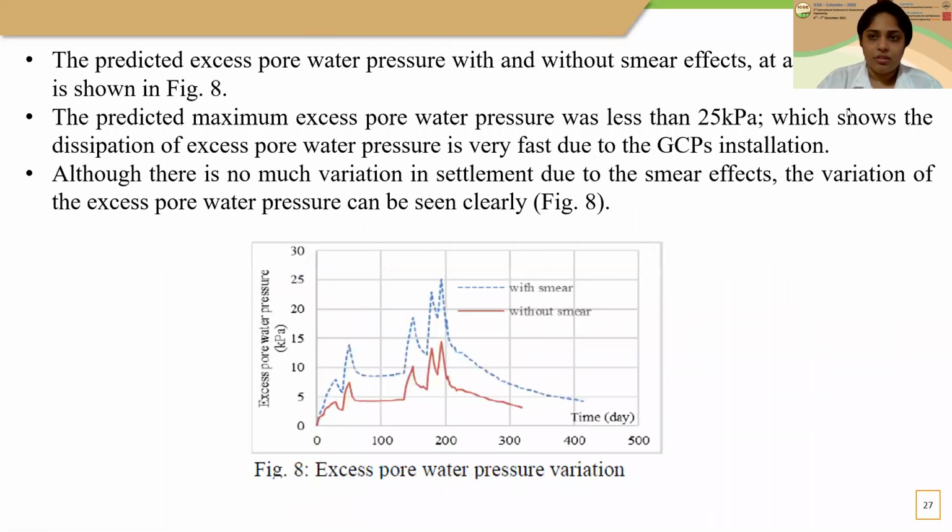And when moving to the excess pore water pressure variation with and without smear at a depth of 6 meters, you can see it in figure number 8. The predicted maximum excess pore water pressure was less than 25 kilopascals, which shows the dissipation of excess pore water pressure is very fast due to the GCP installation. And also the important fact is, although there is not much variation in settlement with the smear effects, the variation of excess pore water pressure can be seen clearly, as in figure 8.